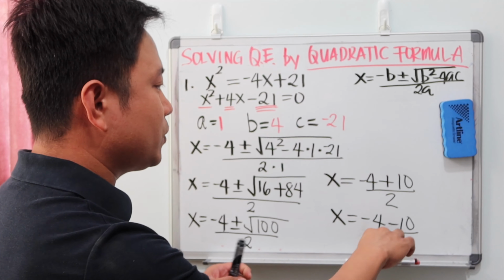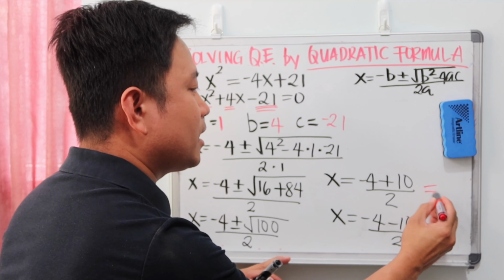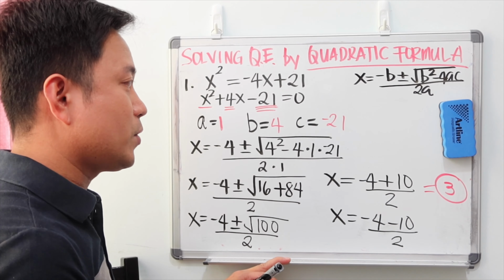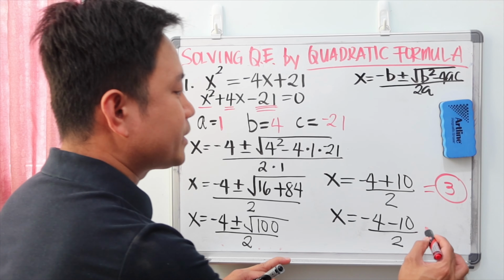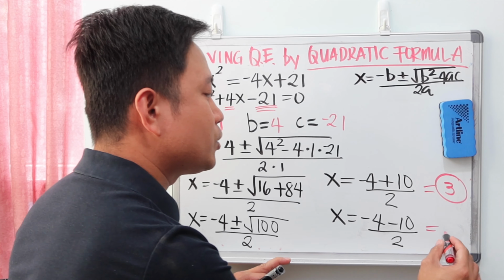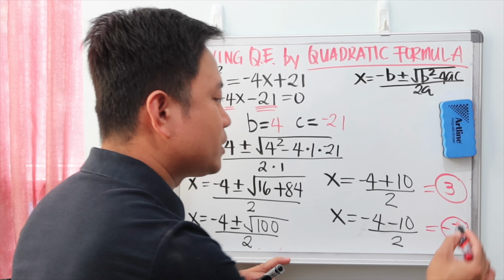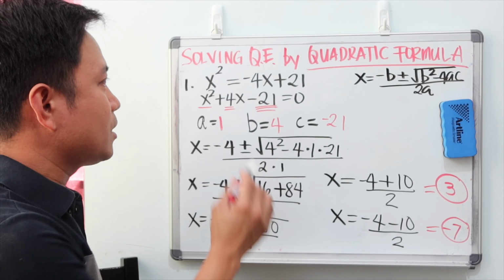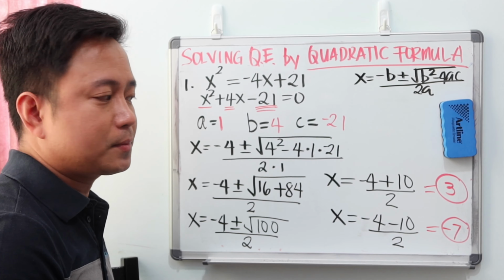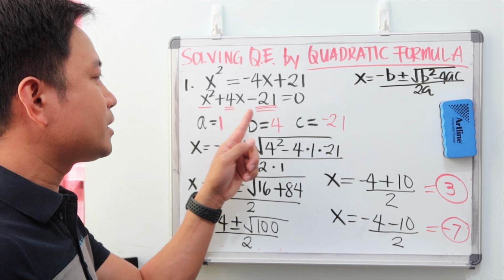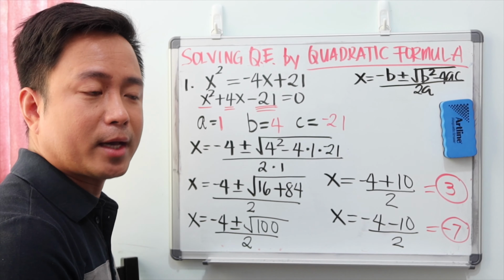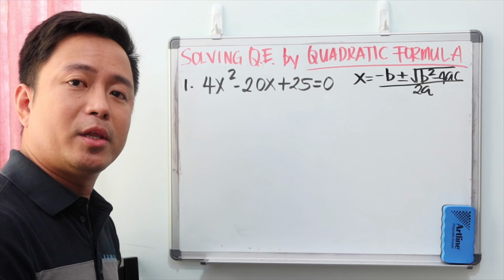So simplifying this, we now have negative 4 plus 10 is 6. 6 divided by 2 is 3. So that's one of the zeros of this quadratic equation. The second value of x, negative 4 minus 10, is negative 14. Divided by 2, we have negative 7. So the zeros, or the values of x that will make this equation true, are 3 and negative 7. Again, find the values of a, b, and c, plug them into the quadratic formula, and solve for the values of x. Now let's have example number 2.